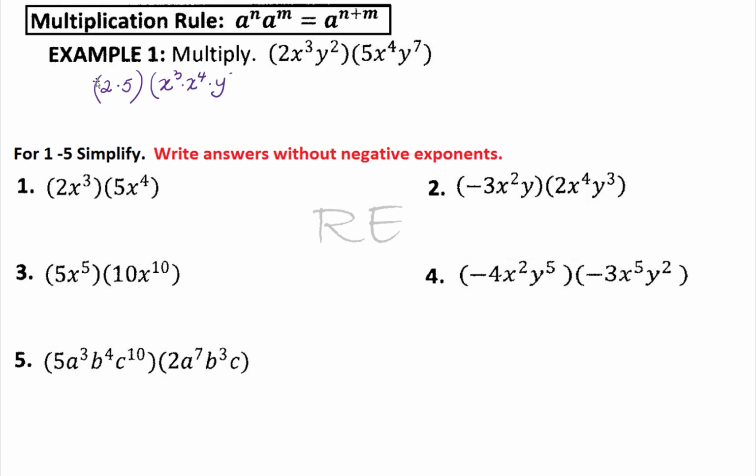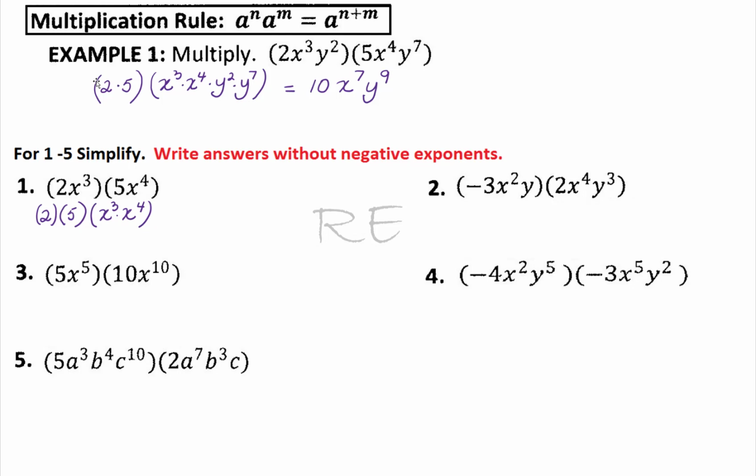So we have 2 times 5, and then x to the 3rd times x to the 4th, y to the 2nd times y to the 7th. 2 times 5 is 10. x to the 4th times x to the 3rd, we add the exponents: x to the 7. y to the 2nd times y to the 7, y to the 9.